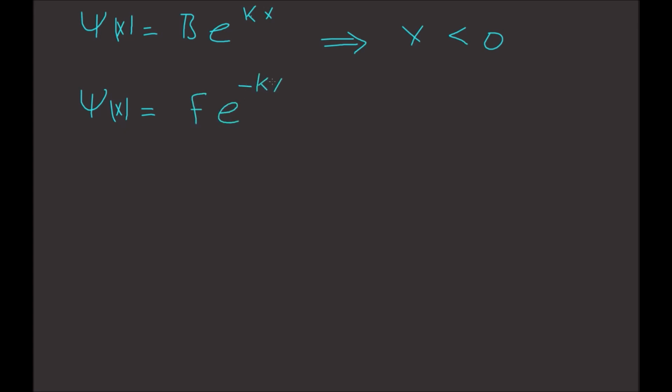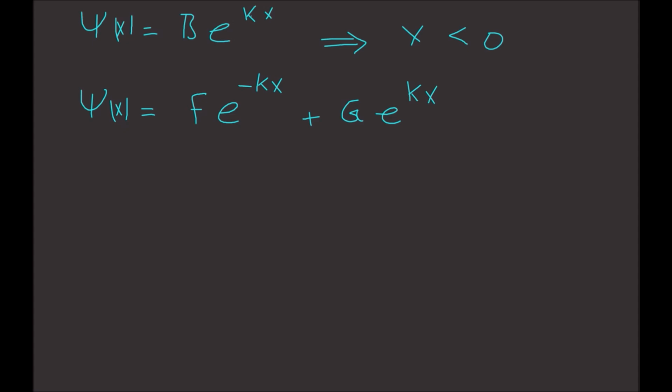So the solution, we have psi of x equals b times e to the kx. This is when x is less than 0. In the second scenario where x is greater than 0, we have the solution psi of x equals some constant, let's give it a name, f, times e to the minus kx plus some constant g times e to the kx.